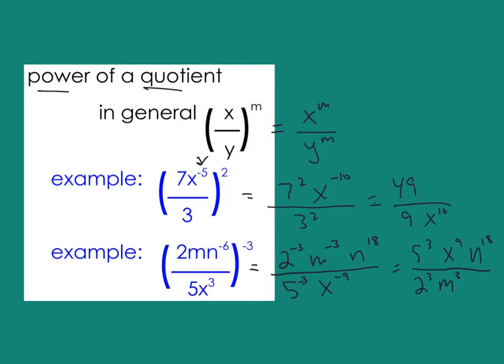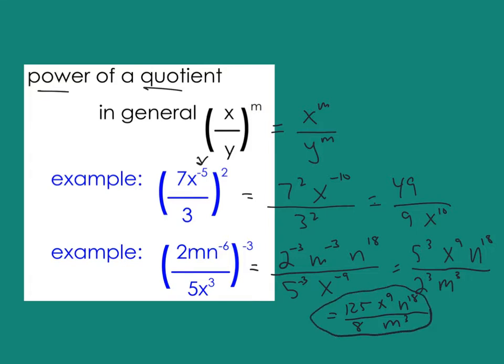The last thing we're going to do is evaluate 5 to the 3rd, which is 125. 2 to the 3rd can be evaluated to be 8. And 125 over 8 can't be reduced, so I'm just going to leave it as 125 over 8. And all the variables stay: x to the 9th, n to the 18th, m to the 3rd. Sorry for squeezing all that in there, but that is our final answer.